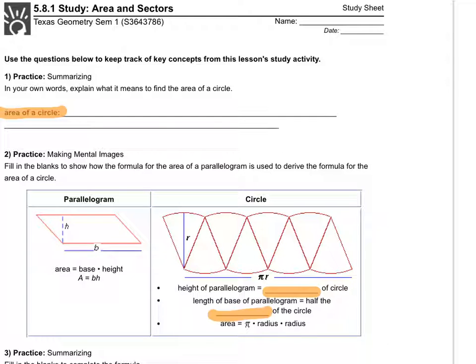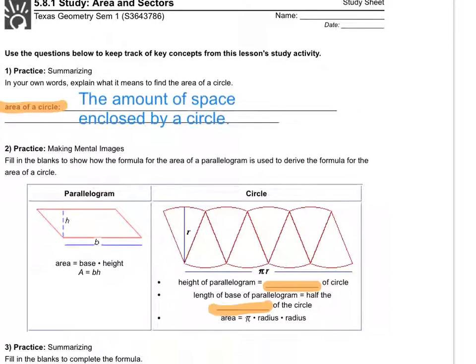The area of a circle is the amount of space enclosed by a circle. It's the amount of space a circle covers. For example, if you are trying to figure out the area of a floor that's in the shape of a circle, you want to see how much dancing room you've got. That's when you need to know the area.